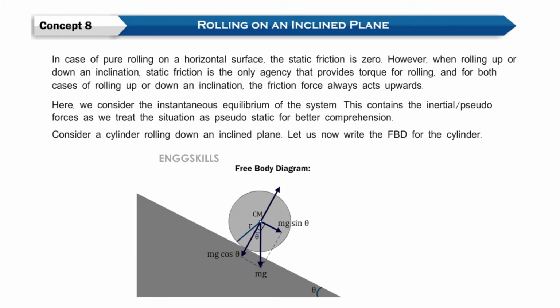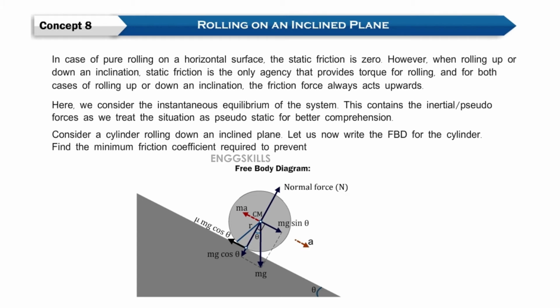The cylinder sees a normal force from the inclined plane. Since the cylinder is accelerating downwards, it sees an inertia in the opposite direction. The friction force acts up the inclined plane and is given by mu N, where N is equal to mg cos theta. Find the minimum friction coefficient required to prevent the cylinder from sliding.